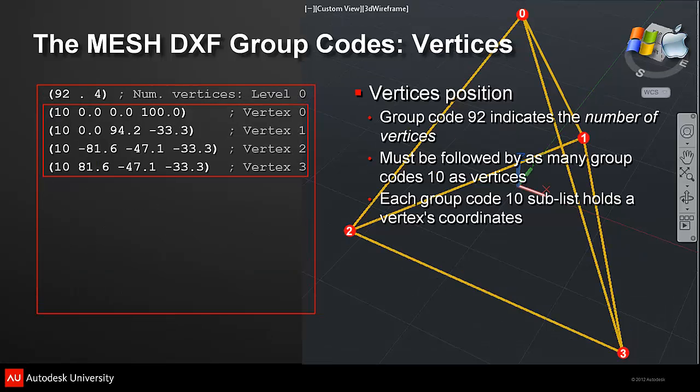The mesh header sequence is followed by the vertices sequence. This sequence begins with a group code 92 that indicates the number of vertices in the mesh, in this case 4. It is followed by as many group 10 codes as vertices indicated by code 92. Each group 10 sublist contains a vertex's coordinates.